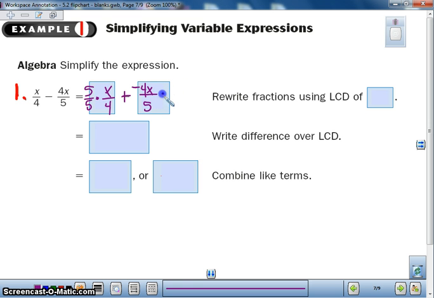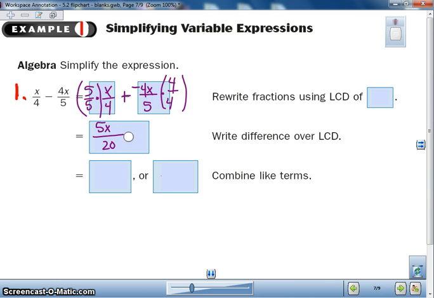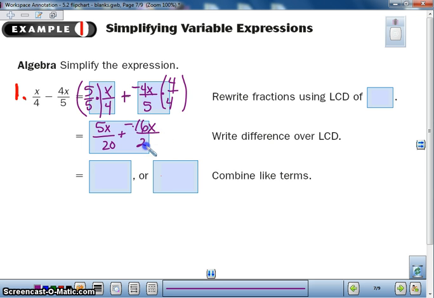And then we have to multiply to get my common denominator of 20, both of these by 4. This is what I want you to definitely show. I want you to show in your homework tonight what you are multiplying by, so that we now have 5x over 20. And if we are looking at our second term, we have plus a negative 16x over 20.